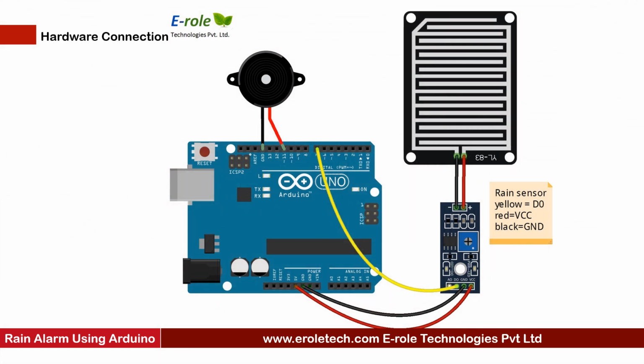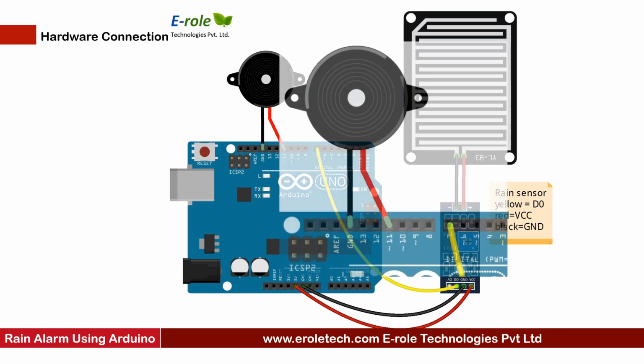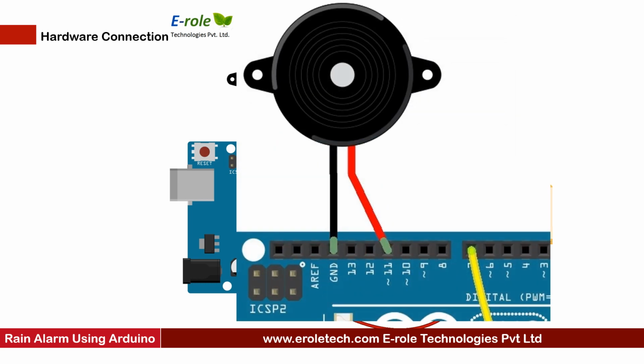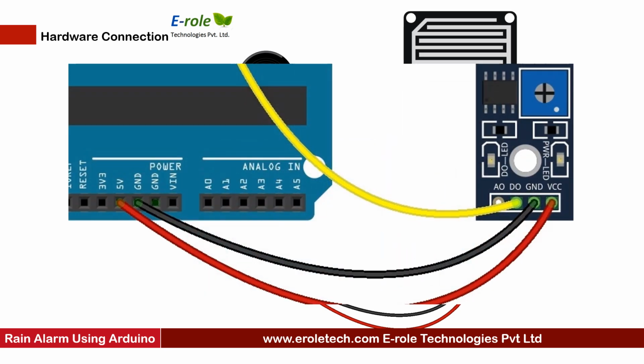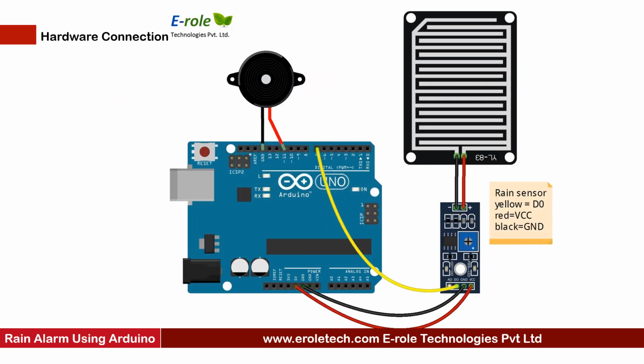This is the connection diagram of this project. We have connected the positive terminal of buzzer with Arduino's pin number 11. Negative terminal of the buzzer is connected to the ground pin of Arduino. Rain sensor module has 3 main pins: VCC, ground, and output. VCC pin is connected with the 5-volt pin of Arduino, and ground pin is connected with the ground pin of Arduino. Connect the output pin of rain sensor with pin number 7 of Arduino.